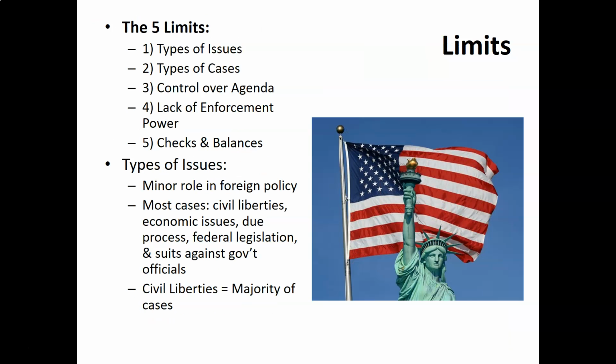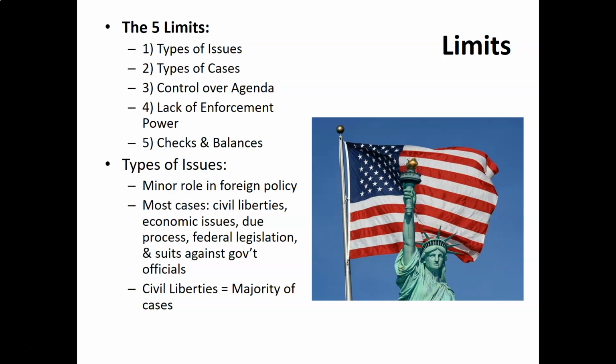All right, now there are some limits on our Supreme Court, in our court system really, in terms of shaping policy. And you have to look at these five. You have the types of issues that are looked at, the types of cases, the overall control of the agenda of the government. Four is the lack of enforcement power. We'll talk about that here in a second. And then checks and balances themselves, so the separation of powers and balances.